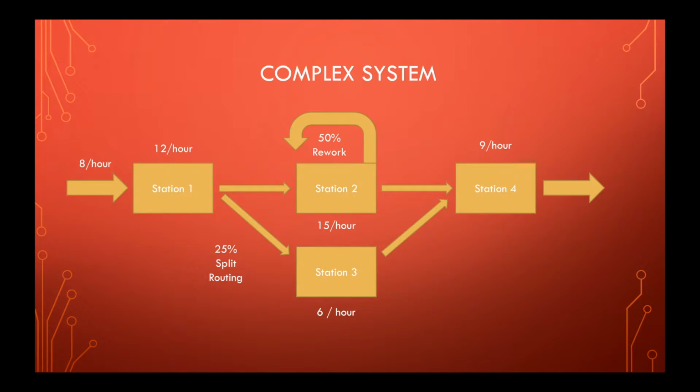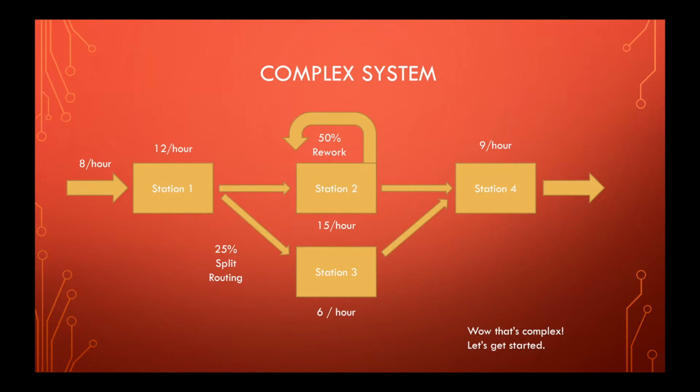At Station 2, they are processed at a rate of 15 units per hour. However, there is a rework component where 50% of the units that exit Station 2 go back into the arrivals for Station 2. For Station 3, units are processed at 6 units per hour. Finally, all those units go towards Station 4 and are processed at 9 units per hour. From here, all the units leave the system.